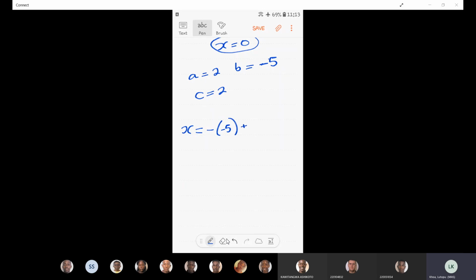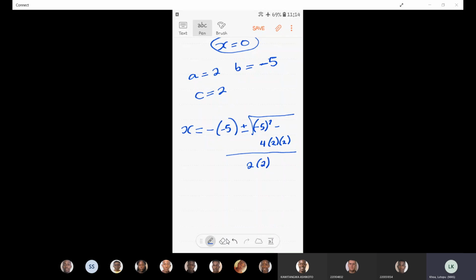Then I have plus or minus the square root of b squared. This is -5 squared. And then I say minus 4 times a, which is 2, and then times c, which is 2. And this is all divided by 2 times a, which is equal to 2. Okay, so all of this is under the square root. So when you write it, please write it nicely.